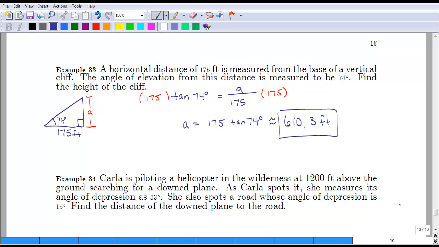So in this case we want to find the opposite, and we're given the adjacent, so we're going to use tangent in that case. Tangent of 74 degrees is A over 175, multiply both sides by 175, and we get that the height of this cliff is 610.3 feet.